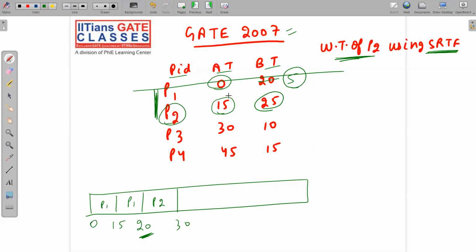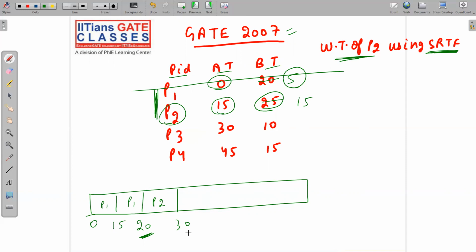So at every arrival time, we will take a pause and see the Gantt chart. Whatever we are doing, we pause and see what the choices are. So at 30, I have to pause and see which new processes are in the system. From 20 till 30, that is 10 time, P2 has been executed. So its remaining time is 15. And P3 is coming at 30, so its remaining time is 10.